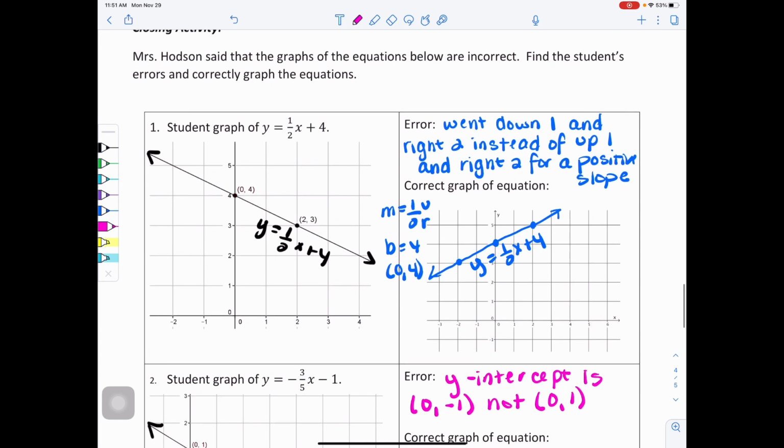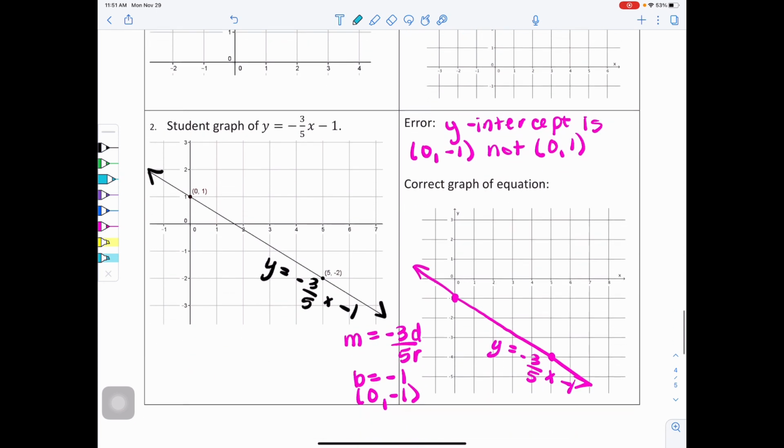In number 1, the student went down 1 to the right 2. That would be a slope of negative 1/2, where we had a slope of positive 1/2, so we should have been going up 1 to the right 2. So I made the correction starting at the same y-intercept. I went up 1, right 2. When I ran out of room, I can also go down and left. This should be my correct line. Don't forget your arrows and your labels, as well as showing your work. You must identify M and B in order to get full credit for graphing in this way.